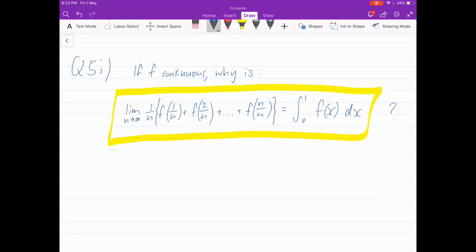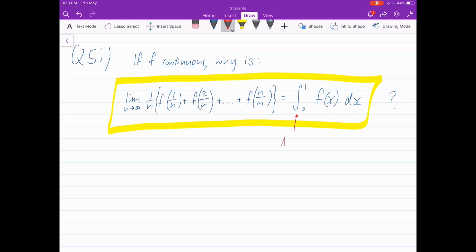If f is continuous, why is this string of funny looking garbage true? Okay, so to answer the question, we first have to understand what is the idea of this squiggly line over here. Now, for those of you who know, you can recognize this is integration. But what is the idea of integration?